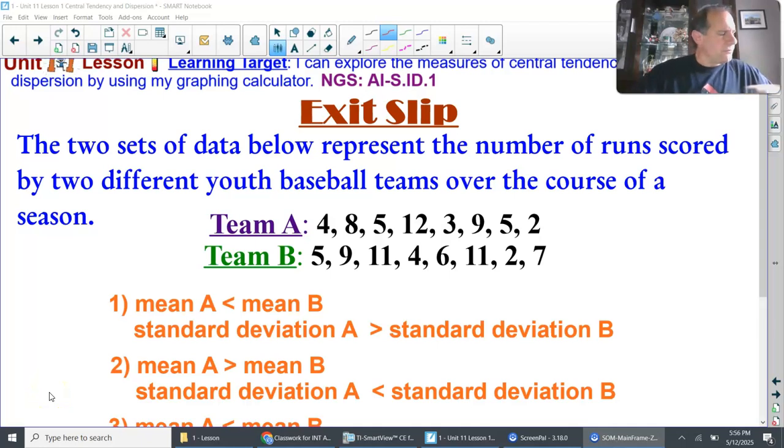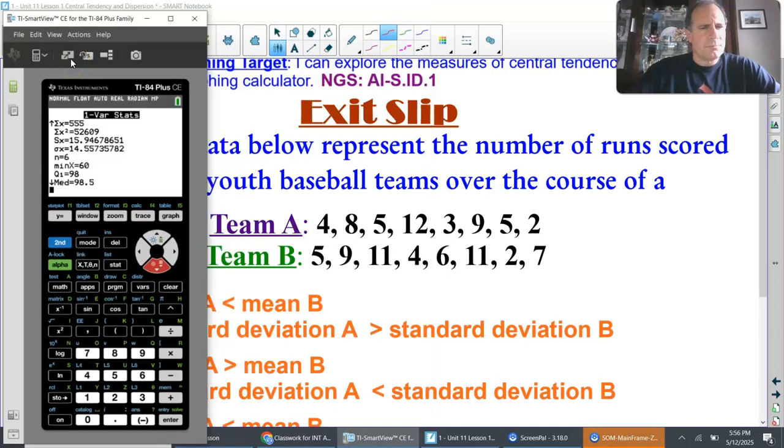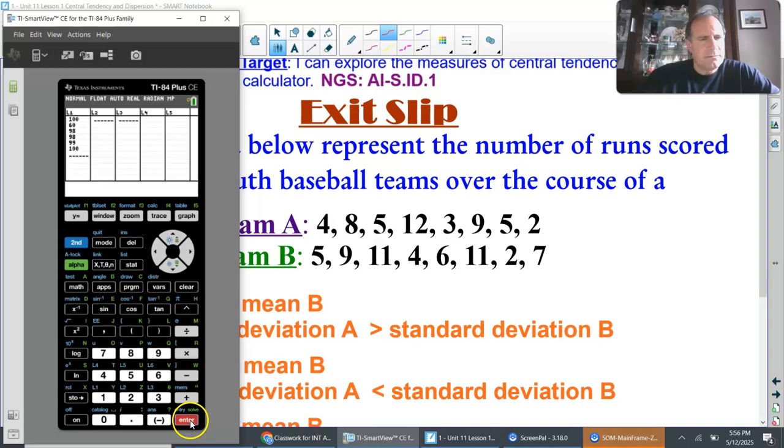And in this final question, we're talking about Team A. Two different sets of data below represent the number of runs scored by two different youth baseball teams over the course of a season. So we're going to just grab the calculator, and I'm going to put this like this so I could see exactly what's going on here. And we're going to press Stat, Edit, and clear that out.